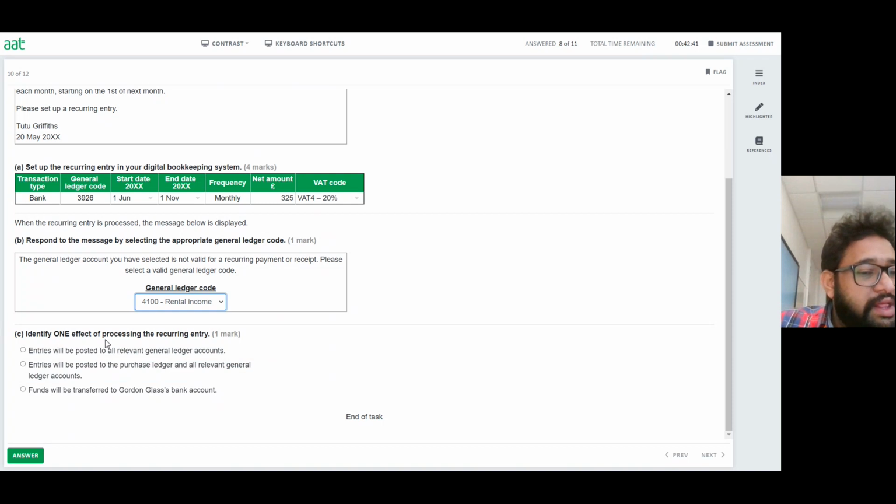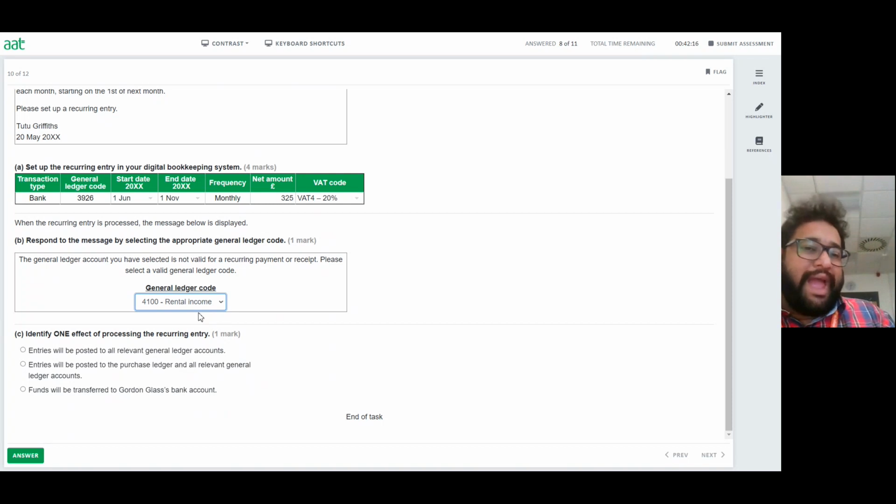Identify one effect of processing the recurring entry. So when you do this recurring entry, until you process it, the data does not go to the relevant T accounts. So if you don't process it, if you just set it up now, the system will not recognize any money coming in or any expense or income recorded in the relevant accounts. The money will come into your bank account, but your books in your digital bookkeeping system will not have any of the data entered in there.